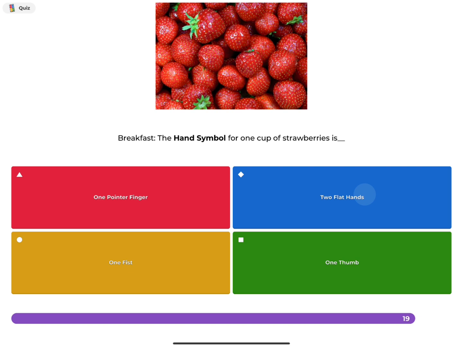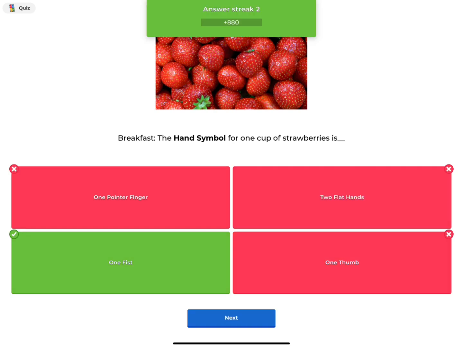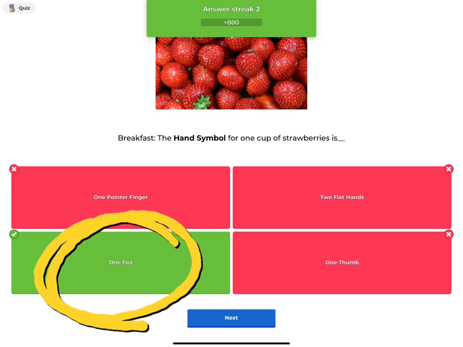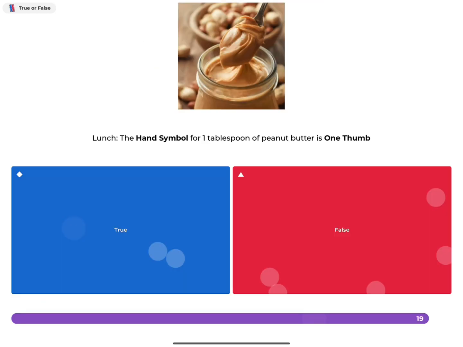The hand symbol for 1 cup of strawberries is 1 pointer finger, 2 flat hands, 1 fist, or 1 thumb. If you had 1 fist, you are correct. A serving size of fruit is 1 cup. I bet a lot of people will remember this one. The hand symbol for a tablespoon of peanut butter is 1 thumb.